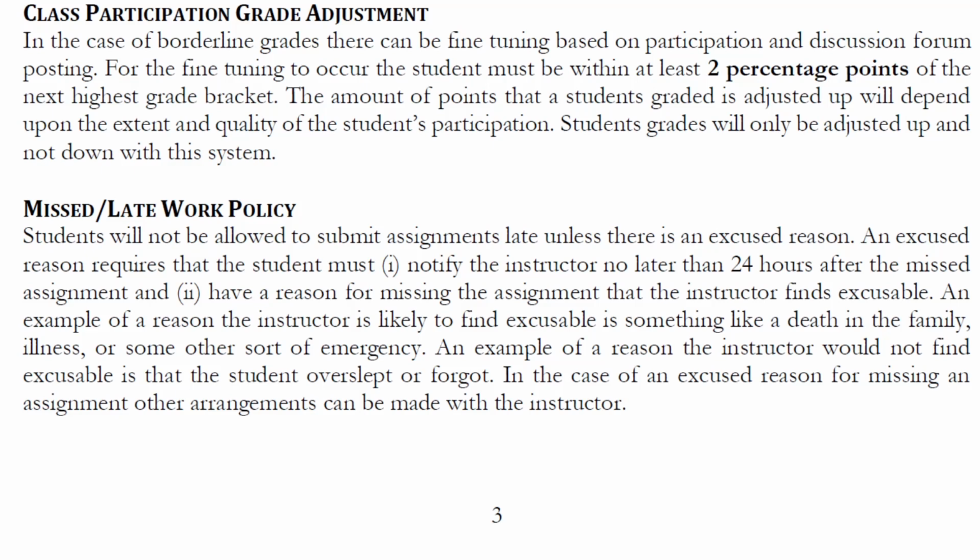Second, the student must also have a reason for missing the assignment that the instructor finds excusable. An example of a reason the instructor is likely to find excusable is something like a death in the family, illness, or some other sort of emergency. An example of a reason the instructor would not find excusable is that the student simply overslept or forgot about the assignment. In the case that a student does have an excused reason for missing some assignment, then other arrangements can be made for making up that work.